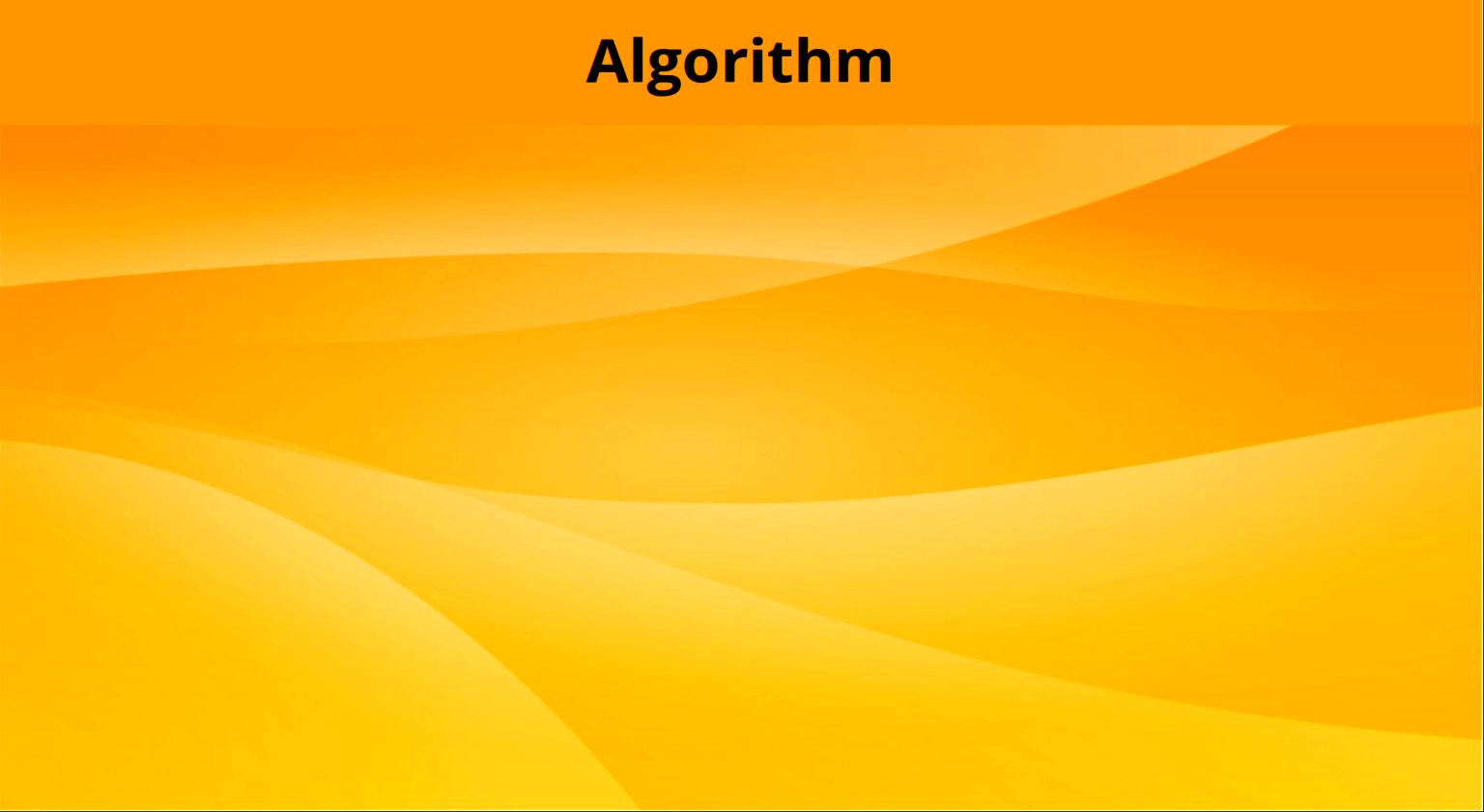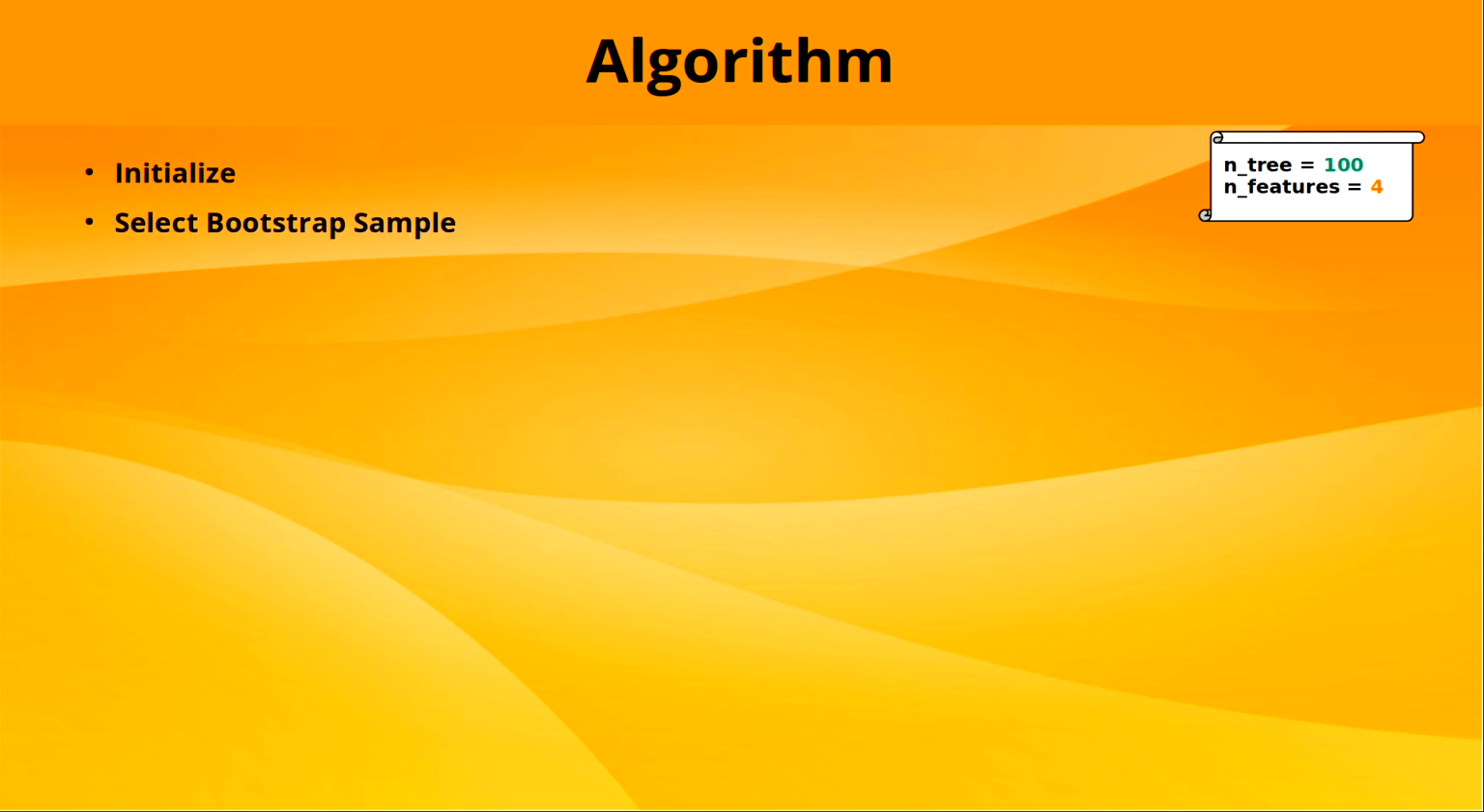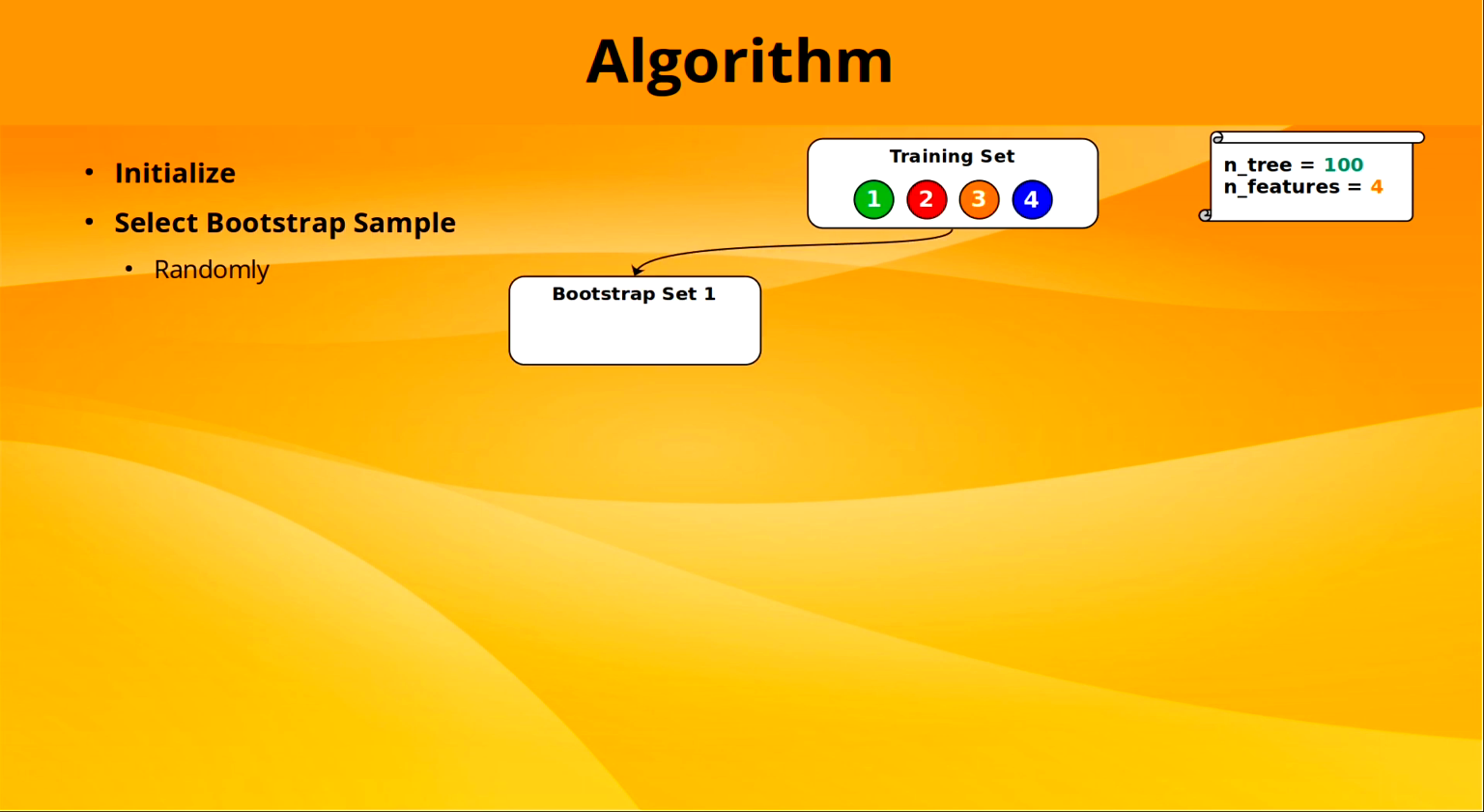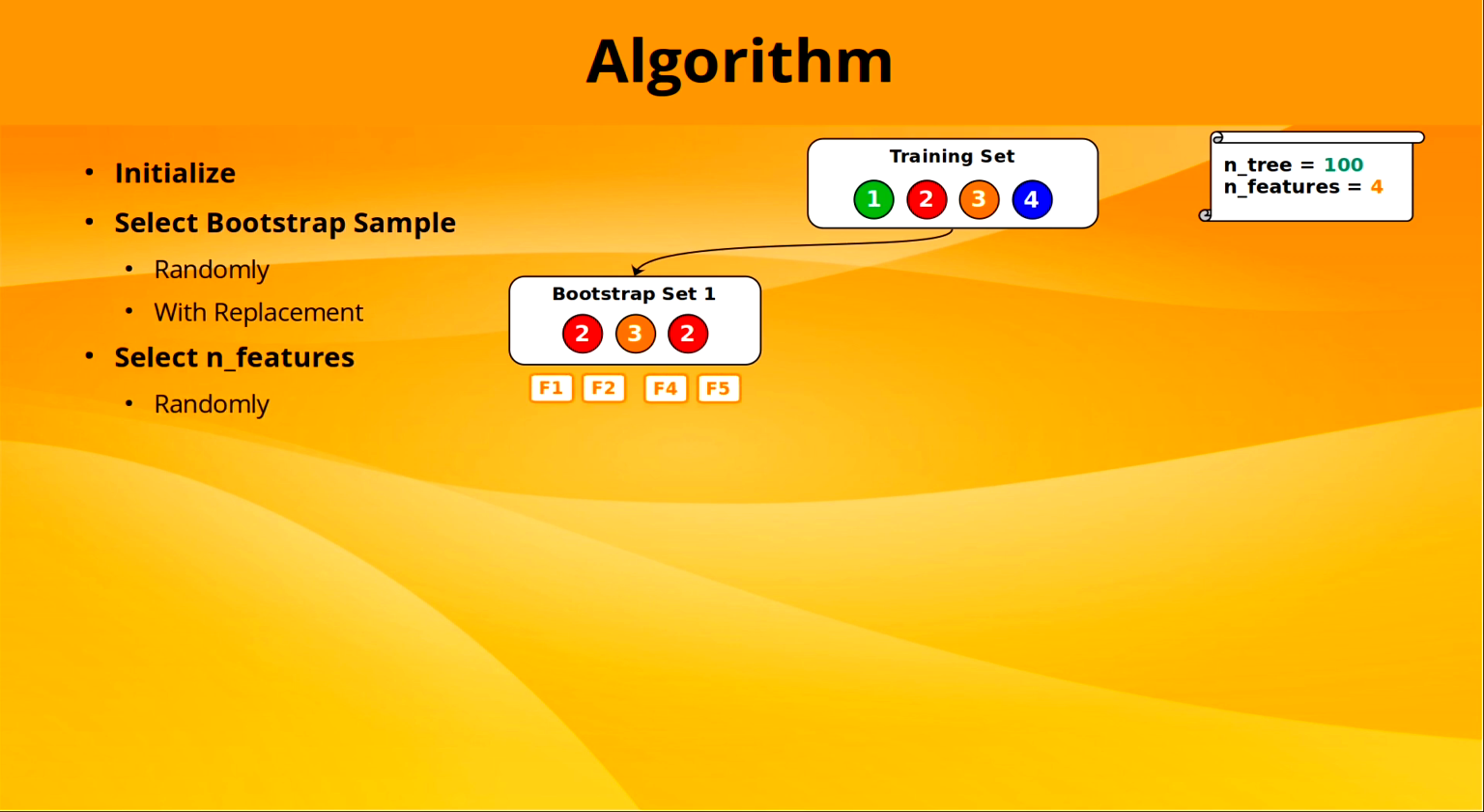Let's follow a step-by-step breakdown of the functioning of the random forest algorithm. Initialize the number of trees in the forest and the number of features to consider at each split. Randomly select a subset of the training data called the bootstrap sample. The selection is done with replacement, meaning that each data item can be chosen multiple times, allowing for potential duplicates in the subsets. Randomly select a chosen number of features.